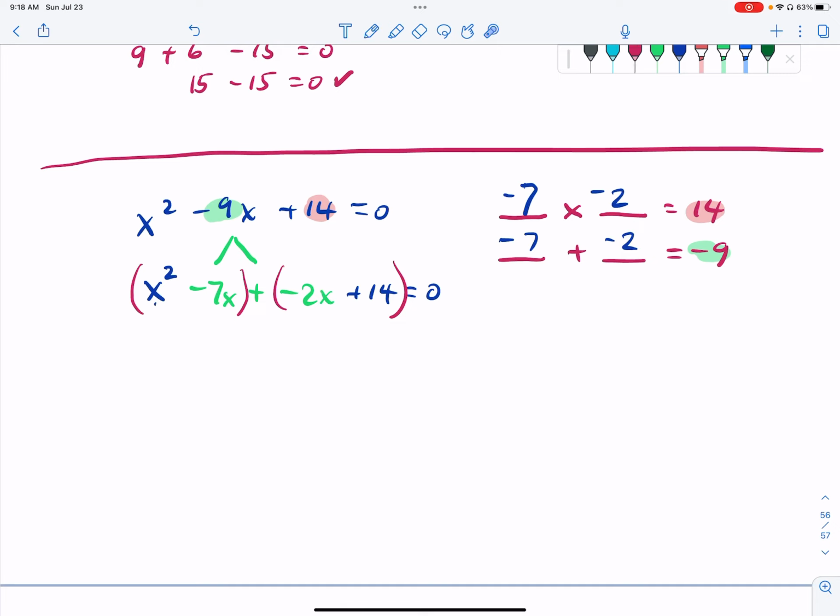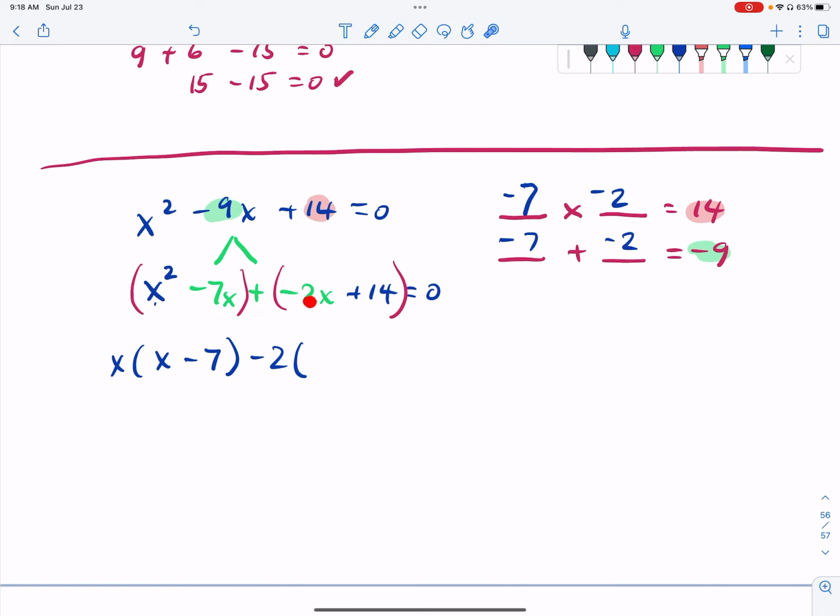Between these two terms, the greatest common factor is just an x. They don't have any number in common, just the variable x. Parentheses, divide both of these things by x. x squared divided by x is x. Negative 7x divided by x is negative 7. Okay, GCF between these two is a 2. However, the signs are going to be flipped because I need it to match up with this set of parentheses, which has a positive first term and a negative second term. So instead of just factoring out a 2, I'm going to pull out minus 2.